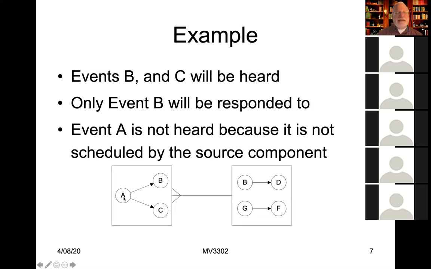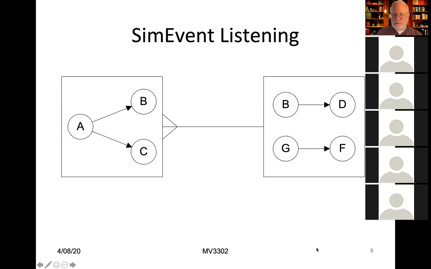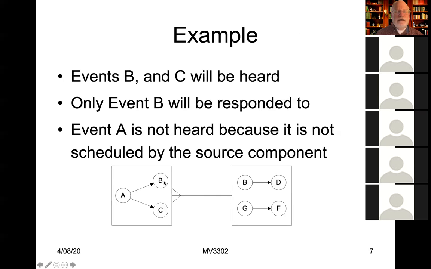Notice that event A is actually not, in this case, how does A occur? Well, maybe it's heard from somewhere else. But event B will be heard by the listener. Event C will be heard but not responded to. And event A won't be heard because it's not scheduled by this source component.